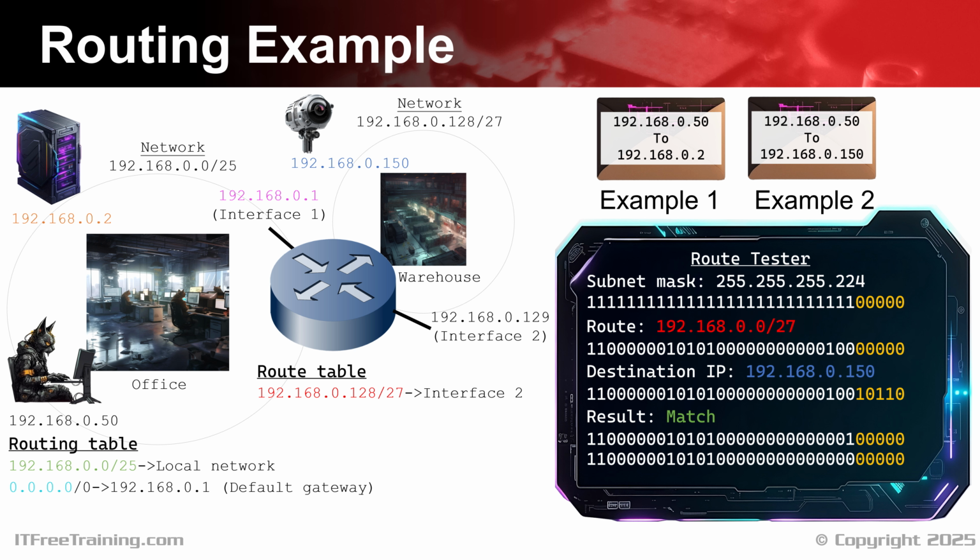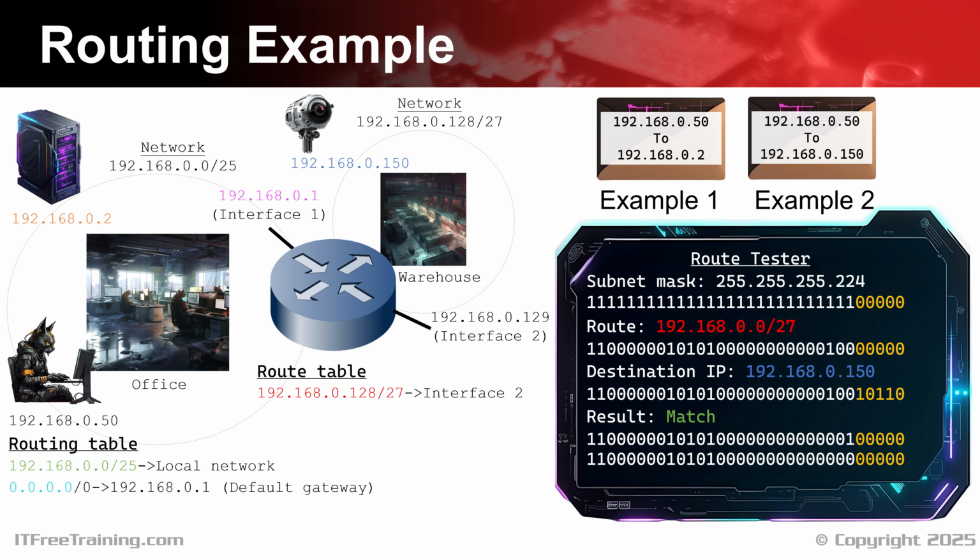You will notice that for this route there are 27 ones in the subnet mask, whereas the last network had 25 ones in the subnet mask. The process is the same. The subnet mask is applied to the route and the destination IP address. Once applied, the results are compared, and if the results are the same, then the route is used. In this case, the packet will be sent via the interface to the network directly to the CCTV camera.